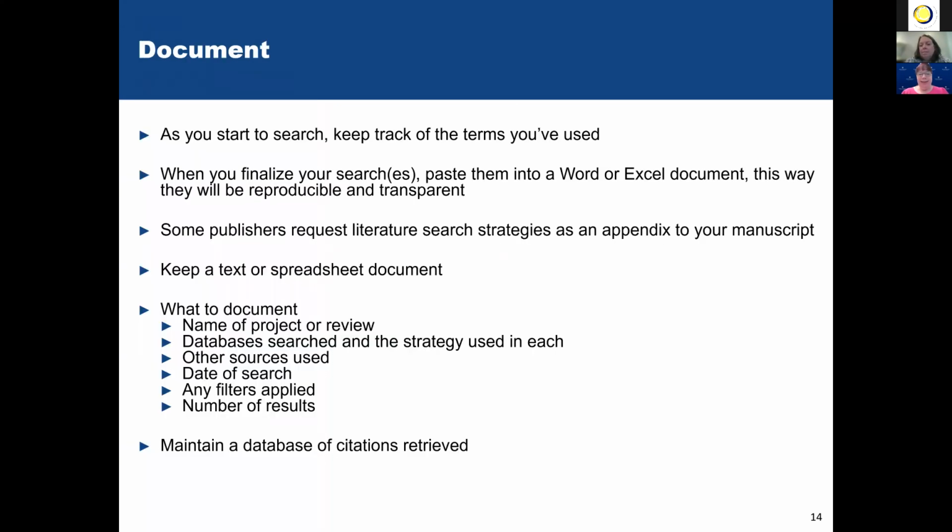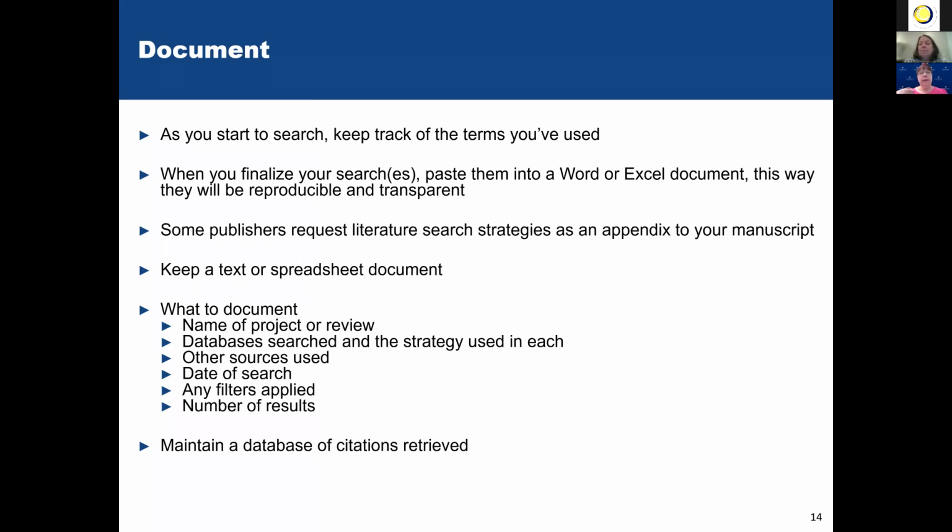Word can be your friend. So I mentioned back in the beginning, starting with a Word document, putting your terms, keeping track. Once you've done the search and you like what's there, you can frequently just copy and paste what's in that search bar into a Word document. And bam, you've got your search strategy.